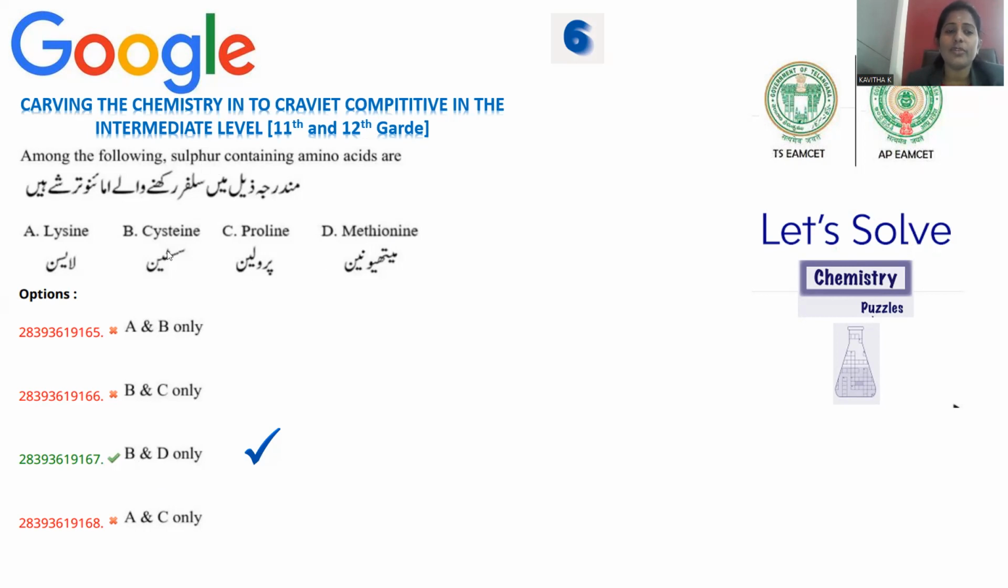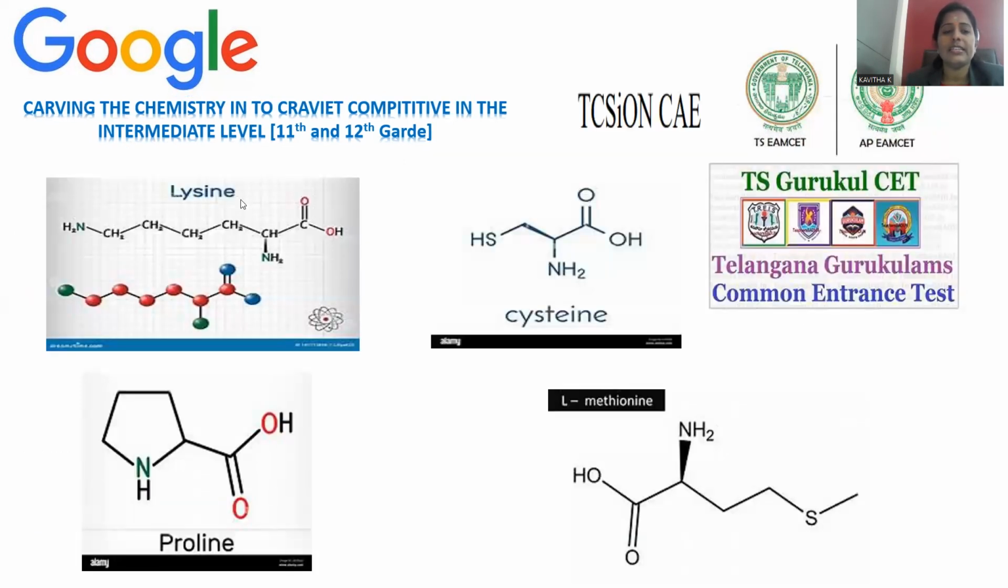this question without knowing the exact structures of these many monomers. Only by knowing thio means sulfur, that way also you can conclude the answer. So B and D are the correct answer. Let's see the individual ones. Lysine.